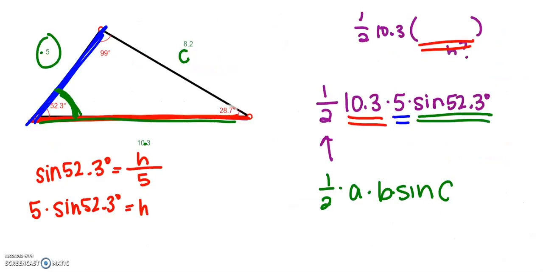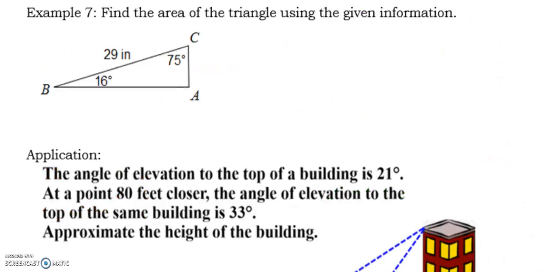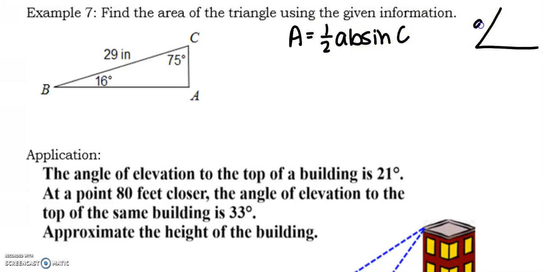All right, next one. Oh, that's my proof. Example 7, find the area of the triangle using the given information. Setting up my area formula, area is equal to 1/2 AB sine C, or really it's just a side, the angle included in between it with the other side, right? We've got to get that kind of picture set up for ourselves.